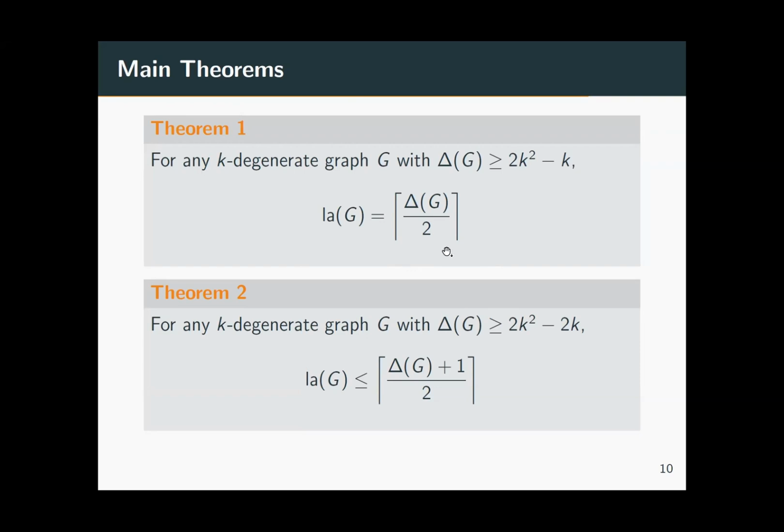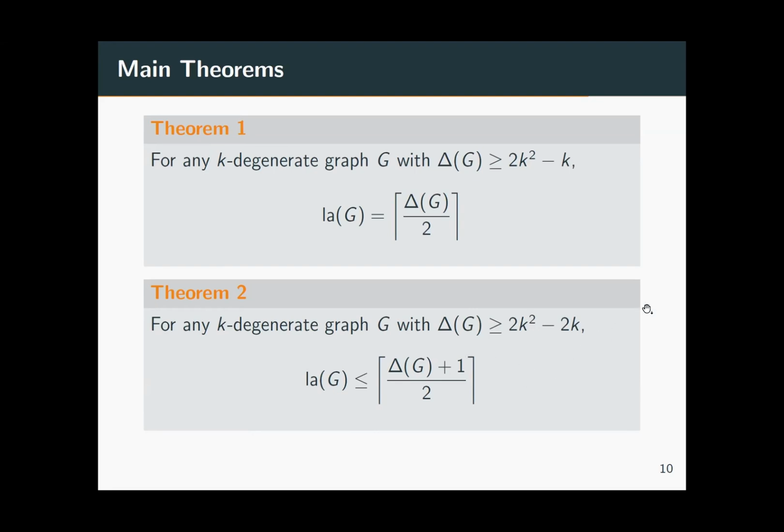And we also consider the original upper bound in the linear arboricity conjecture. This could be done with a slightly weaker requirement on Δ(G): Δ(G) is greater than or equal to 2k² − 2k. So it has an upper bound as stated in the linear arboricity conjecture.